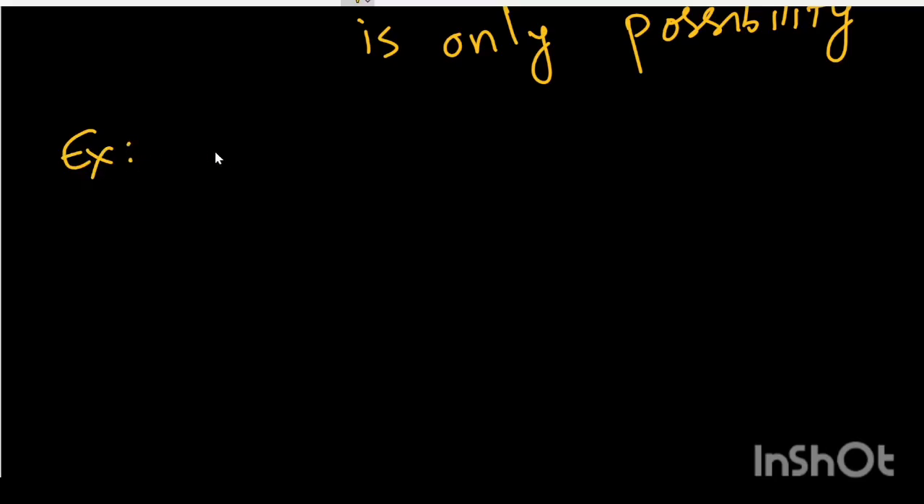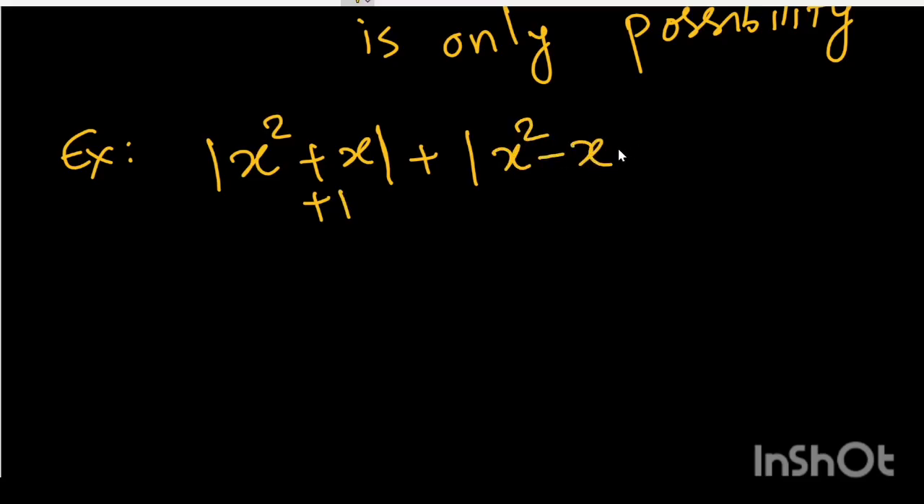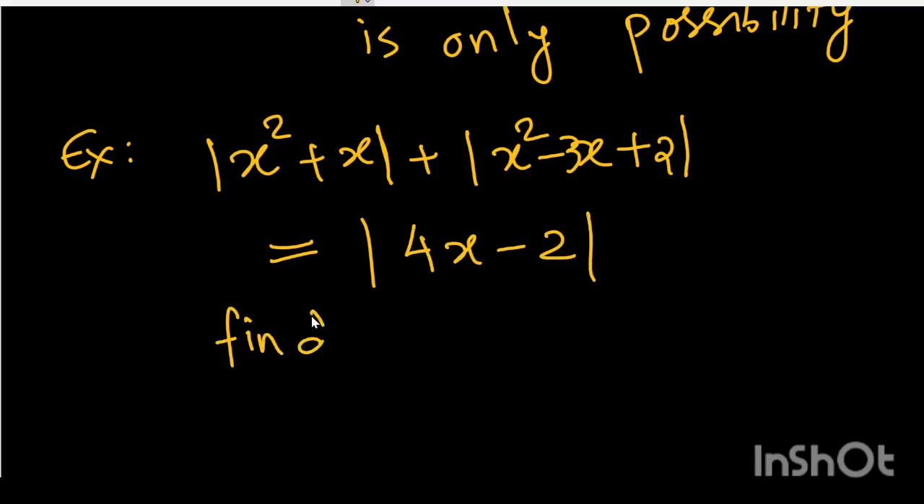now I will give you another question: mod x square plus x, plus mod x square minus 3x plus 2, is equal to mod 4x minus 2. Find x, guys.